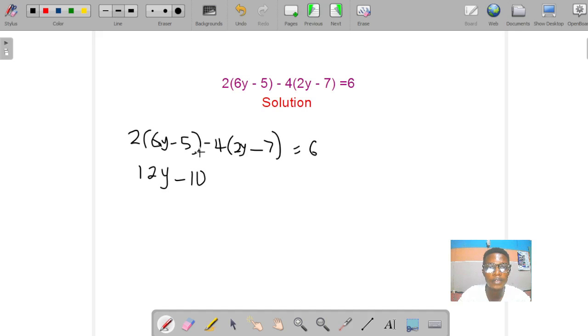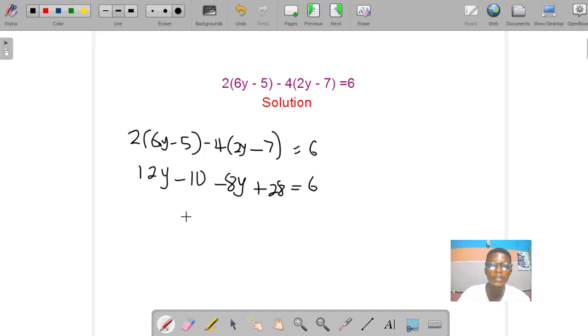Now, this is where it gets a little bit tricky. You must take note of the sign and the value that you have here. Since this is a negative 4, it is the negative 4 you use to multiply everything in this bracket. The 4 is not standing alone, the negative is with it. So this is going to be minus 4 times 2y, which gives you minus 8y. Minus 4 times minus 7: you recall that minus times minus is plus. So it is plus 28, equals 6.